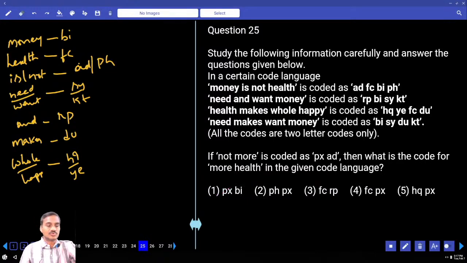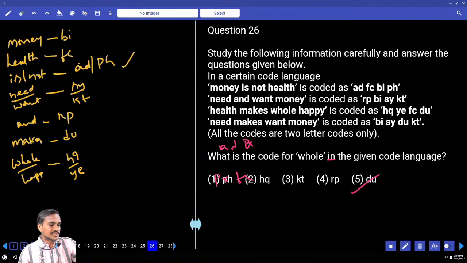Not more is coded as PXAD. Not and more, PXAD. That means PXAD, and the code for not is what? AD, because here AD and PH, and the code for not is AD. And if AD is not, more is PX. What is the code for more health? More is PX and health is FC, so PX FC, that is choice 4, question number 25.